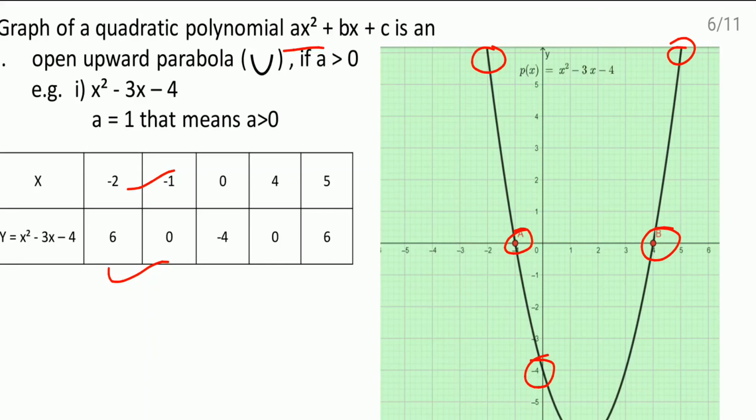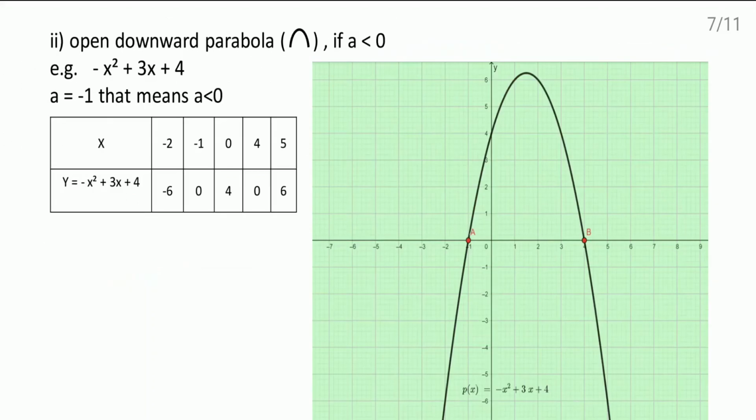Correct? Let us see the other one. Open downward parabola. If a is less than 0, that means if the coefficient of x square is less than 0, or you can say it is negative, then the graph of the quadratic polynomial will look like this one. That means an open downward parabola. See, the same example I have taken, only I have changed the signs.